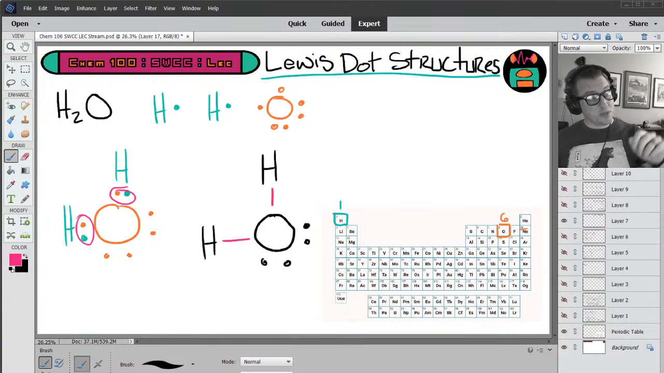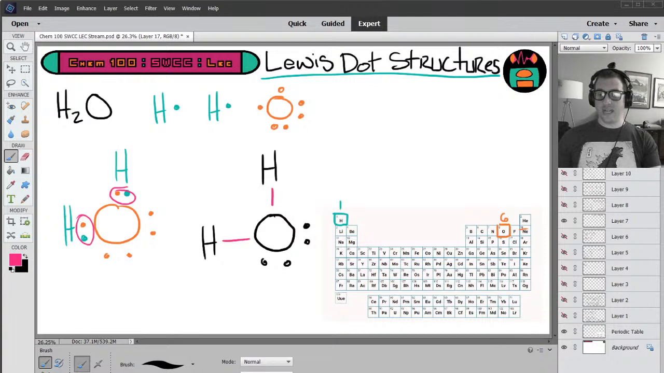Yep, Carolina, hydrogen wants to be the same as helium. So hydrogen has 1, but it wants to have 2, just like helium. All right.